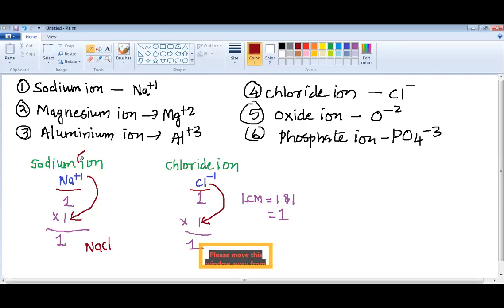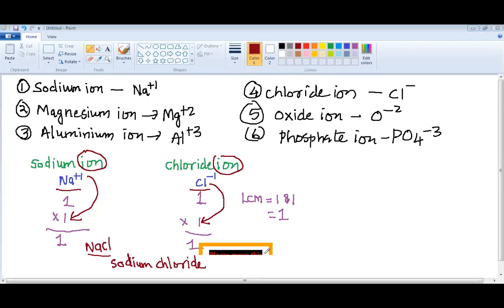Now we will remove this ion word from this and then we will combine them. So we will write what is the name of this compound. The name of the compound is sodium chloride. So we shall write sodium and then we shall write chloride. So this is how, my dear students, we can easily write the name of the compound for anything.